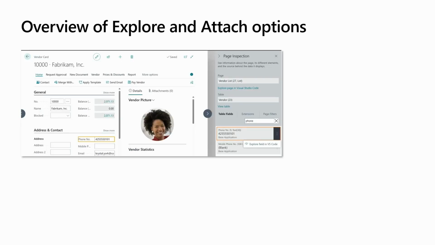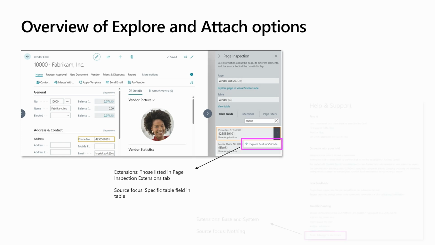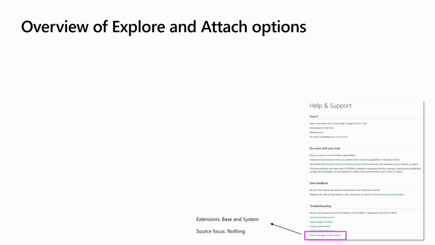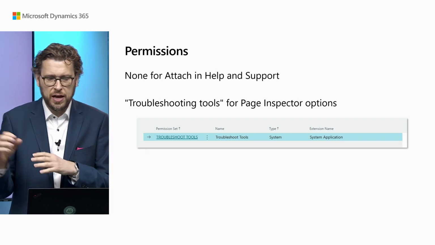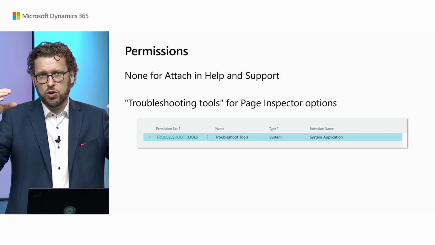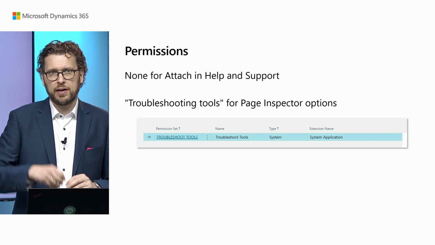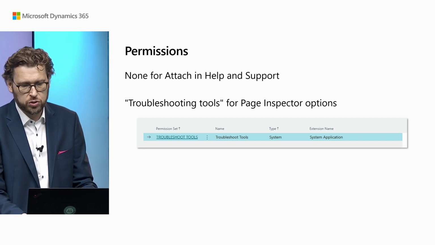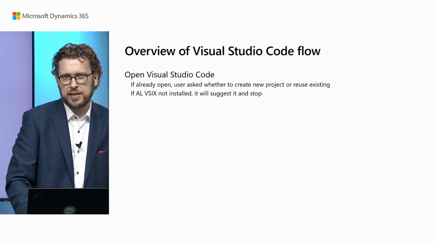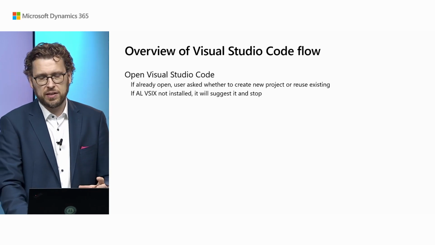So just to see a quick overview of what you could do here, you could explore the page in Visual Studio Code from the Page Inspector under the page section. Again, you could do the same under the field to see the table field, and you could go to the help and support section and open or attach from there. So we have some permissions that you need to have to do this. So for the attach and help and support, that will show always, but the options in the Page Inspector will only appear if you have the troubleshooting tools permission. And that's similar to some other functionality in the Page Inspector.